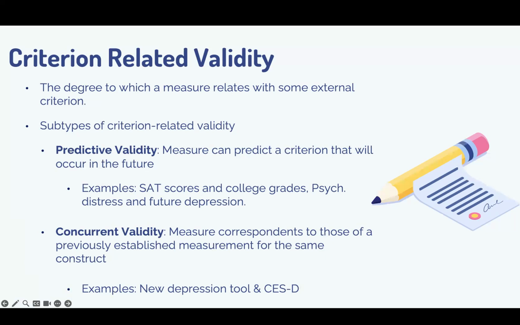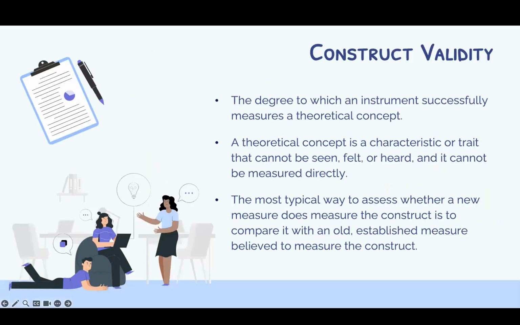So with both of these types, we are linking our measures to something else, either future results or current standards. When these connections are strong, we can trust our tools more, which is crucial in research.